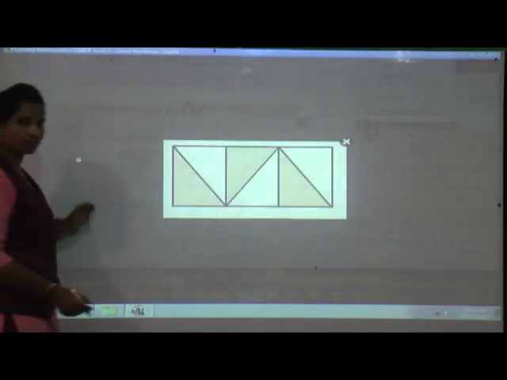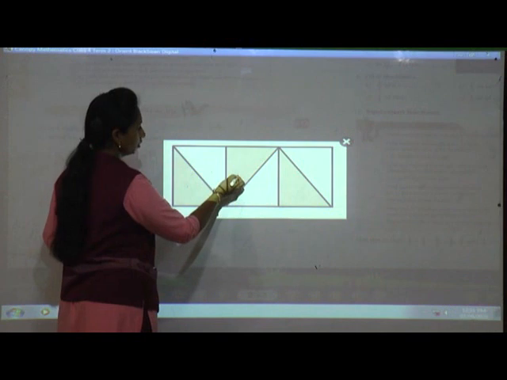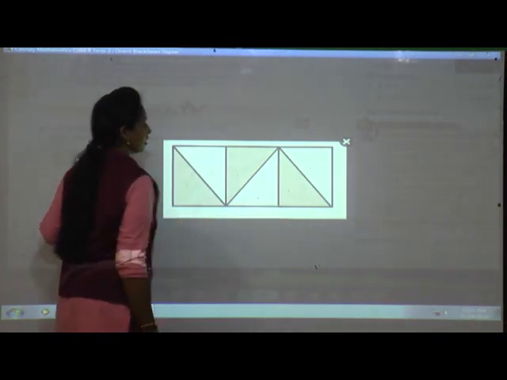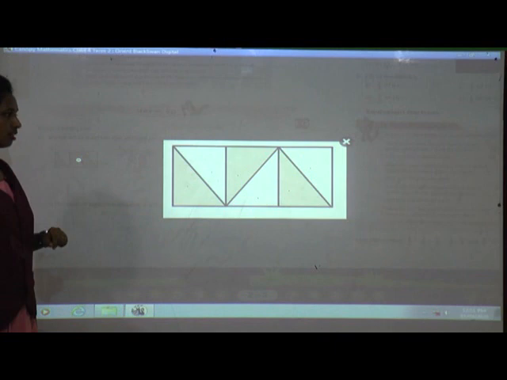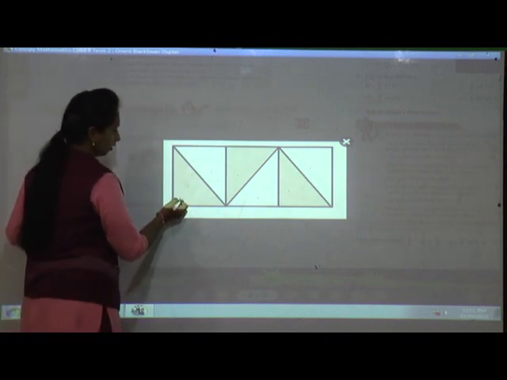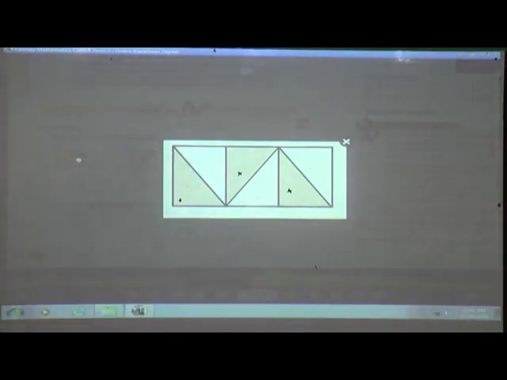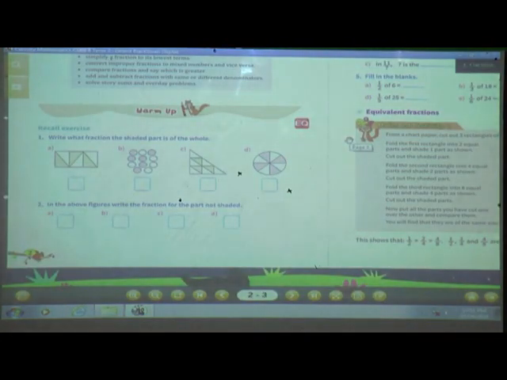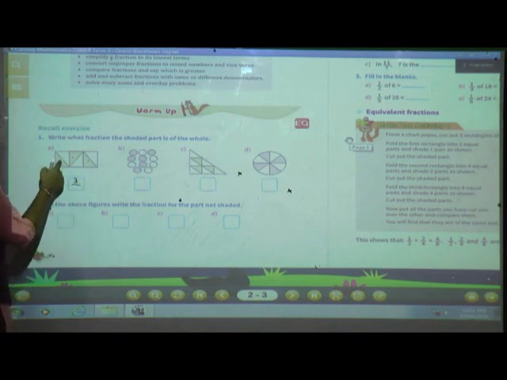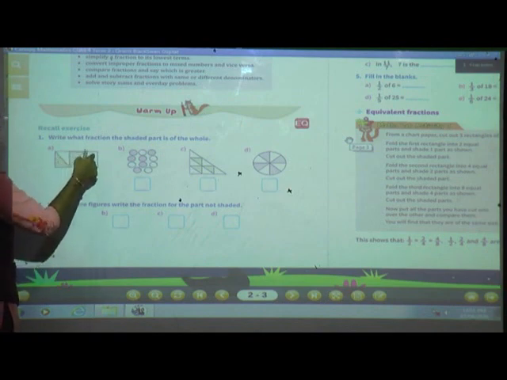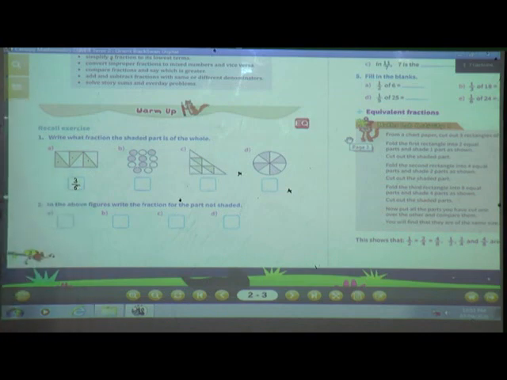First, how many parts are there? Let's count. 1, 2, 3, 4, 5, 6. Among 6, how many parts are colored? 1, 2 and 3. Isn't it? Yes. So we will write: how many parts are colored? 3. Out of 1, 2, 3, 4, 5, 6. Out of 6 parts. Got it? Yes. Now we'll move to the next picture.